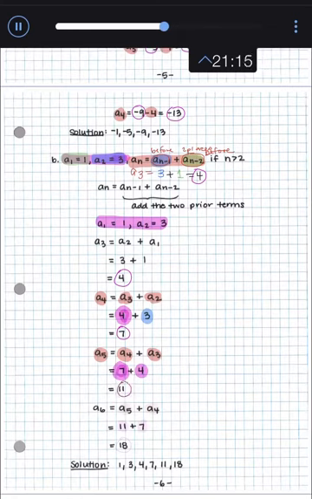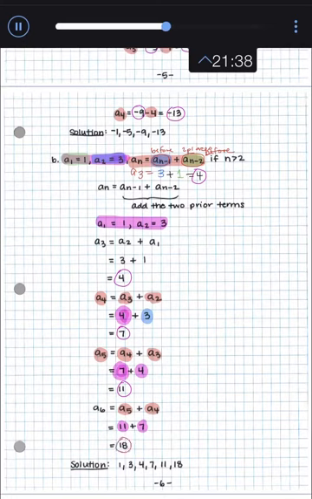Keep on going just to show that you can do this. The sixth term would be taking the one prior to it, the fifth term, and the fourth term, and adding those two up. The fifth term, we just found, was 11. The term before that was 7. Adding those two up gives us 18.